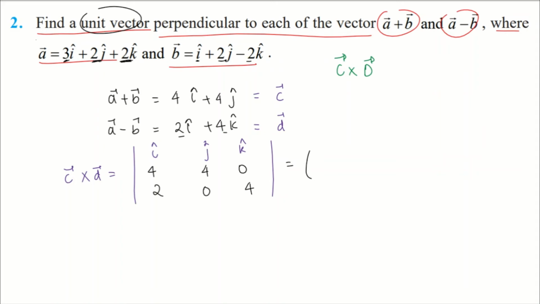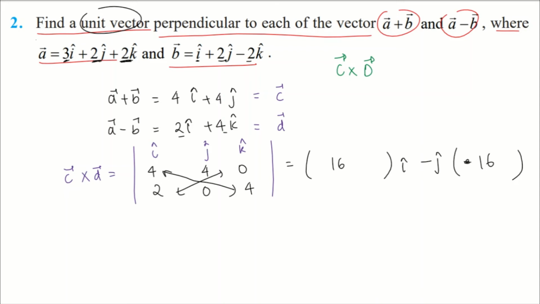तो पहले i component हम लिखते हैं. i component will be 4 times 4 minus 0 times 0, so that will just be 16. Then j component में हमारे पास हो जाएगा, firstly we will have a negative j, so let me just write that, and here we will have 4 times 4 minus 2 times 0, so that will be just 16.